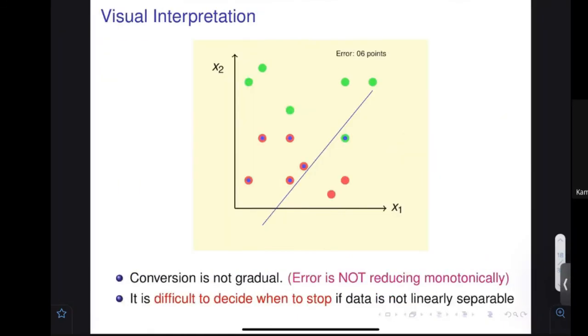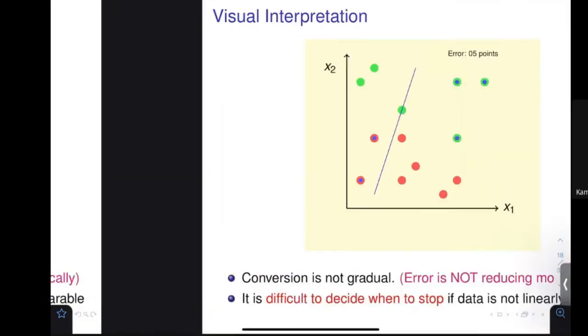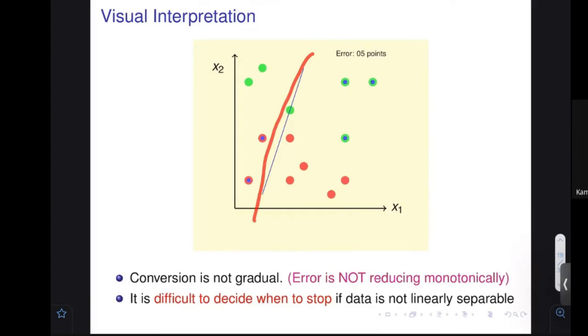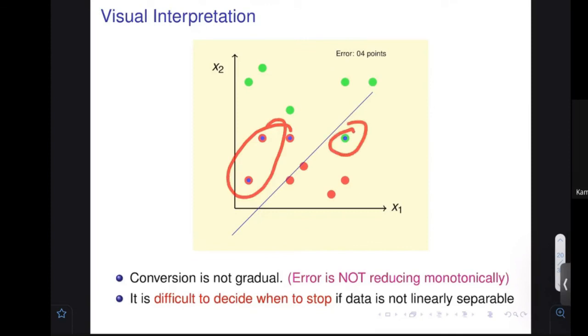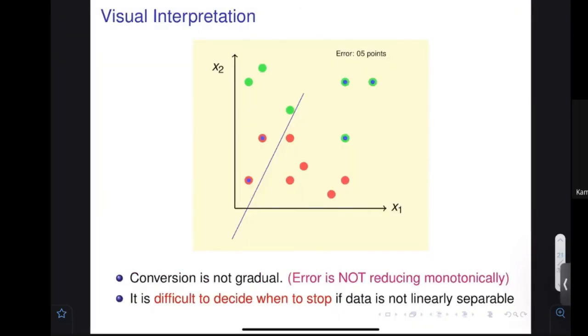Immediately when you update, the line becomes this. These were the misclassified ones. Again, when you update, the line becomes this. These were the misclassified ones. When you update it again, these were the misclassified 4 points, then 5 points. You see how the line is changing. You see the 4 points, again an error on 5 points.